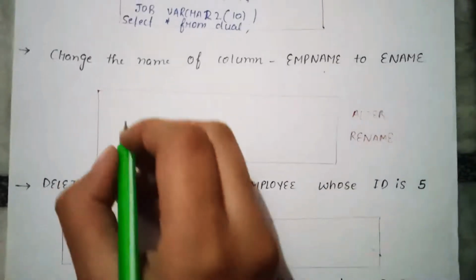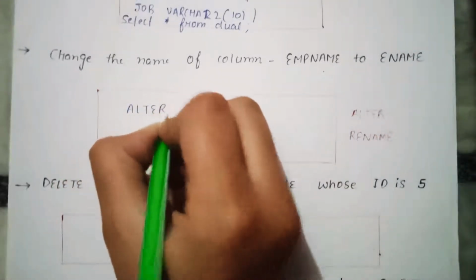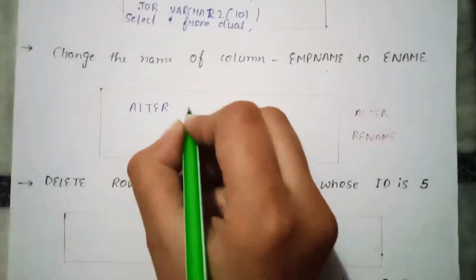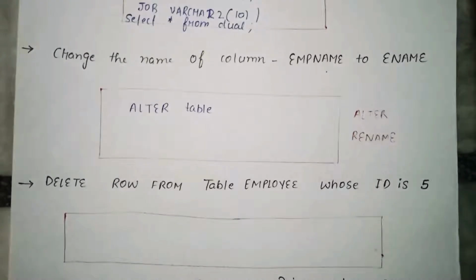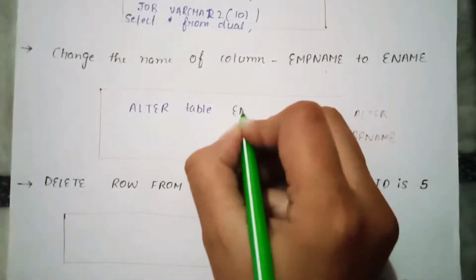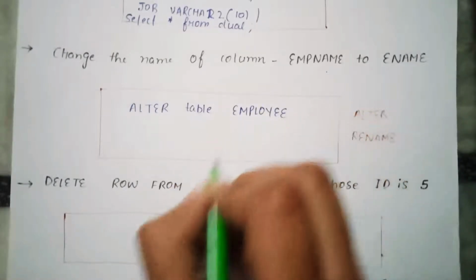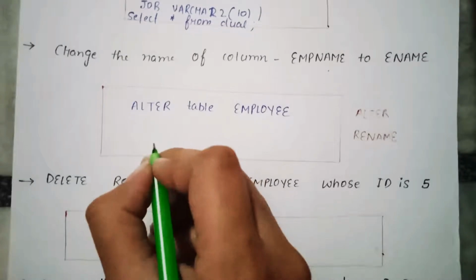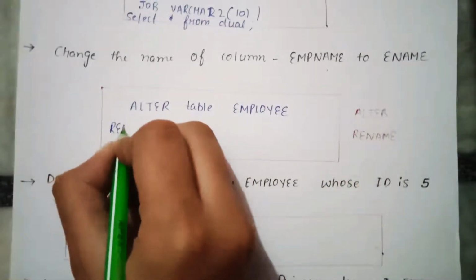The query will be like: alter table, and after this we write the name of the table. What is the name of the table over here? The name of the table is the employee table. After this, in the next line, we will use the rename command. It will be used like this: rename.